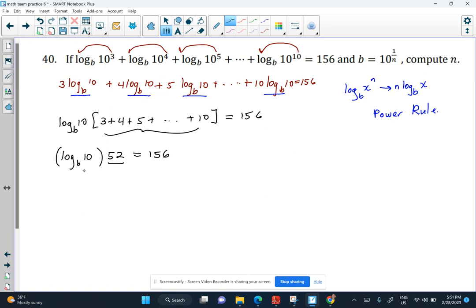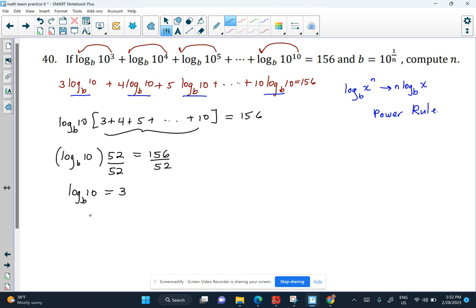I need to find n, and I know it has something to do with b. I better isolate my log function. Again, that's something traditionally we do. And if you're in my class, we're going to actually do that tomorrow. So this is log base b of 10 is equal to 3. So now what?